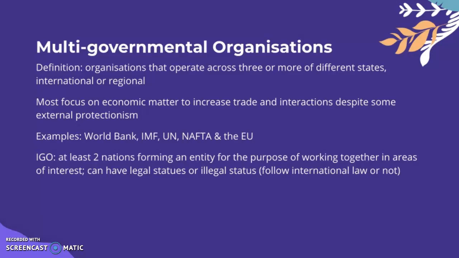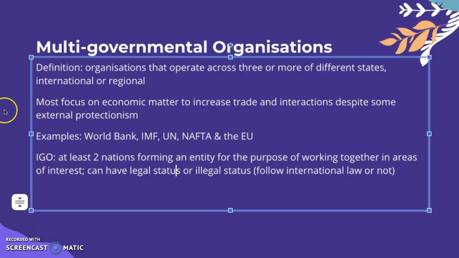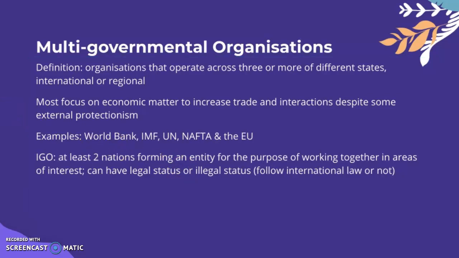An intergovernmental organization, on the other hand, is at least 2 nations forming an entity for the purpose of working together in areas of interest. They can have legal status or illegal status. So basically that means they follow international law or they don't. And basically an IGO and an MGO have essentially the same goals and purpose, but an MGO is 3 or more and an IGO is 2 or more.